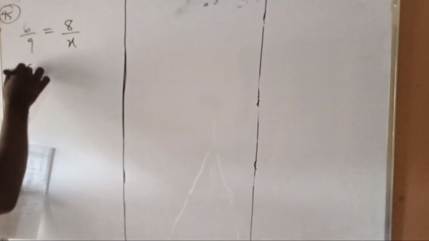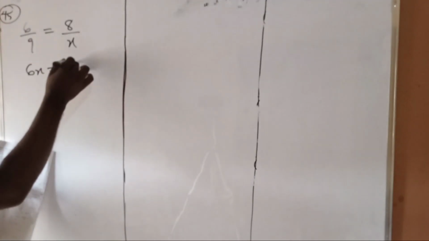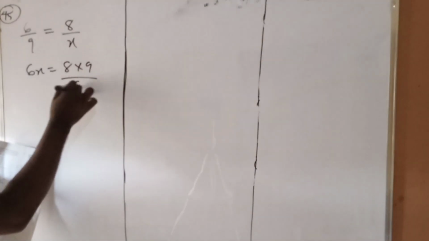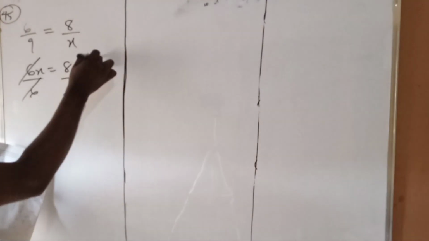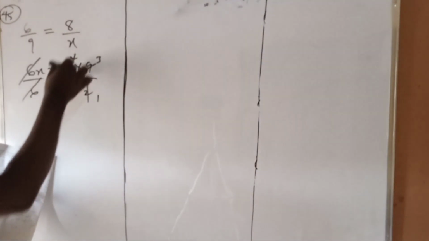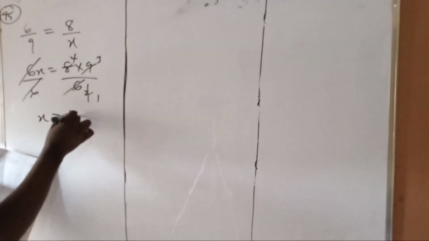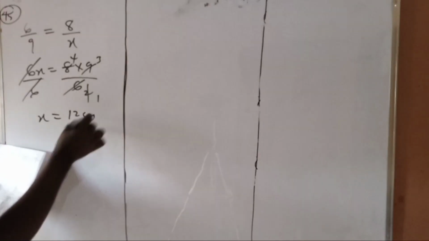So that gives us 6x equals 8 multiplied by 9. Divide both sides by 6. 6 cancels 6. 3 here 2. 3 here 3. 2 here 1. 2 here 4. So therefore x is equal to what? 12 centimeters.